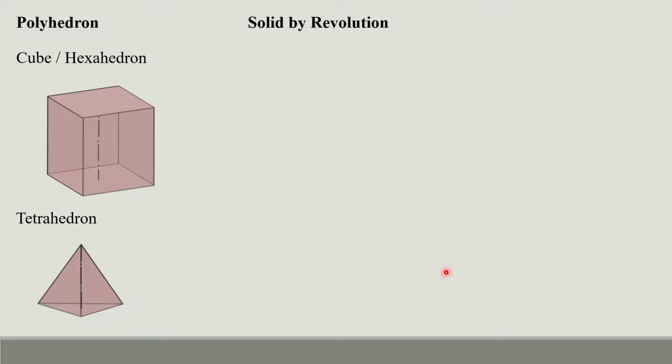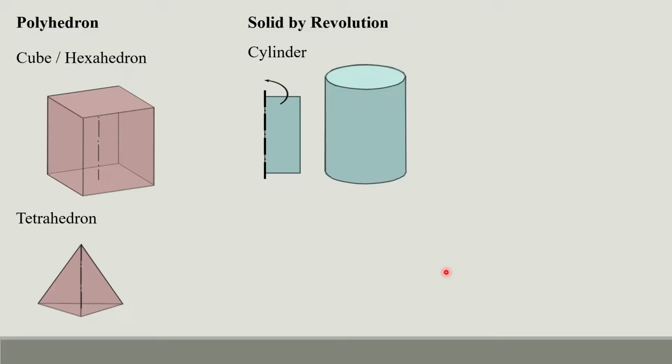Tetra means four. Now, what is a solid by revolution? In order to create a cylinder, let us take a rectangle and fix this side as an axis and rotate this complete rectangle through 360 degrees. The surface generated will look like this. So you have this as the front face. There is an axis here which we have kept as a side of the rectangle. This is the top, this is the bottom.